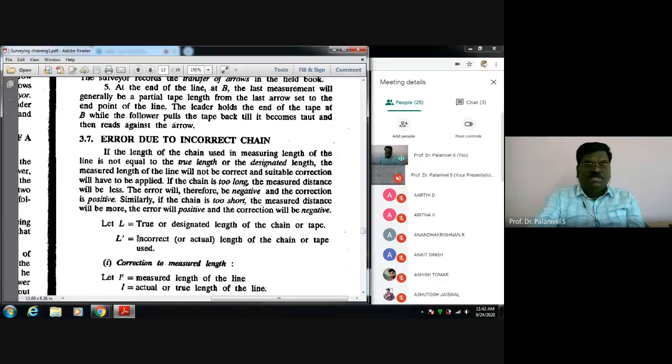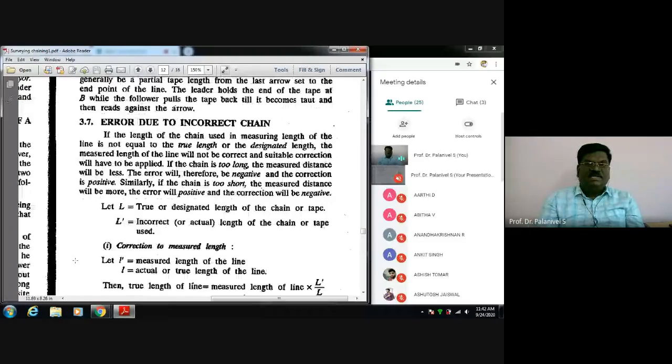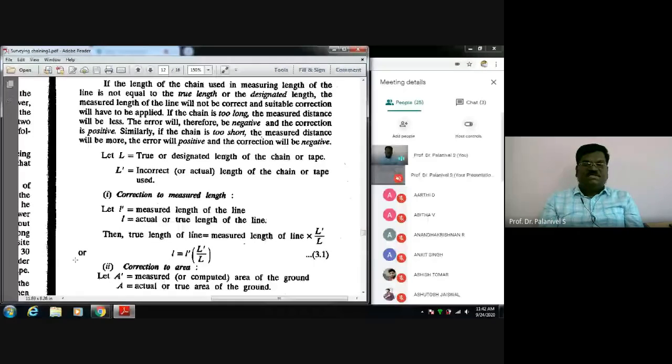Let capital L be the true length of the chain, and L dash the incorrect or actual length of the chain or tape used. Either chain or tape, whatever you use. One is the true or designated length, and the other is the incorrect, actual length of the chain now. That is the meaning of it.